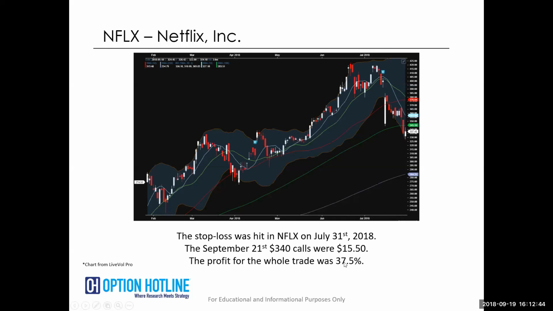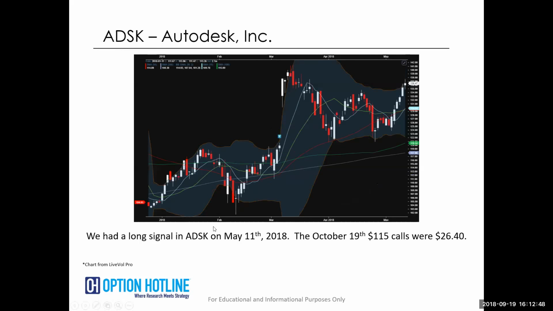Making money is the key here for me. And then I can take that money and put it into ADSK on May 11th. It says, hey, it's time to get in. So we look at ADSK on May 11th and say, okay, it's $136. And I get into the 115 calls for $26.40. So once again, I can either buy 100 shares for $13,000 or have a position representing 100 shares for $2,640. It's about 6 to 1.